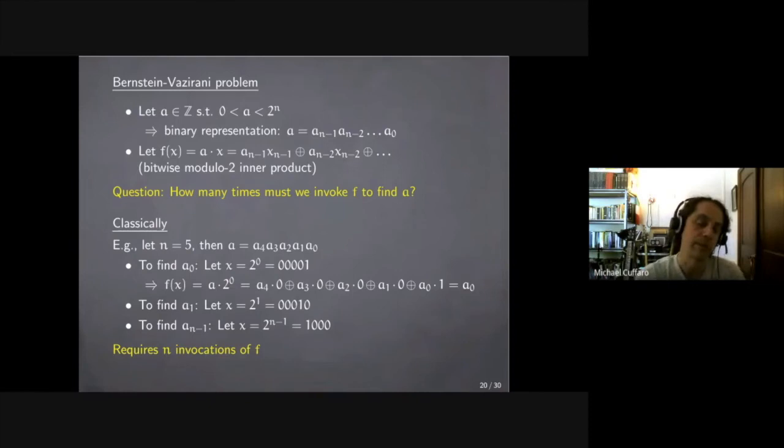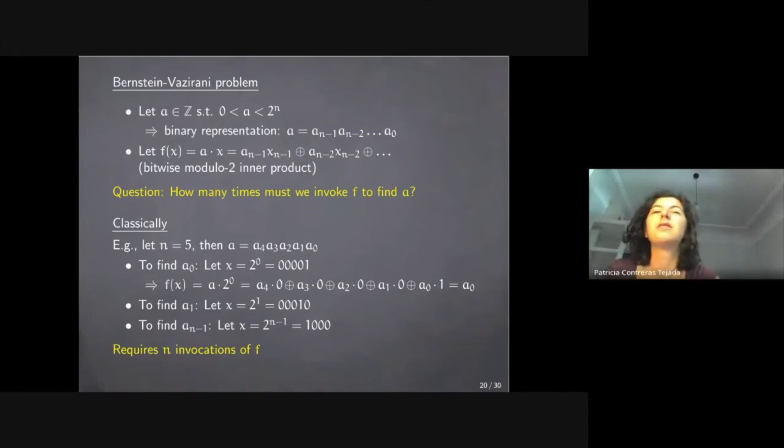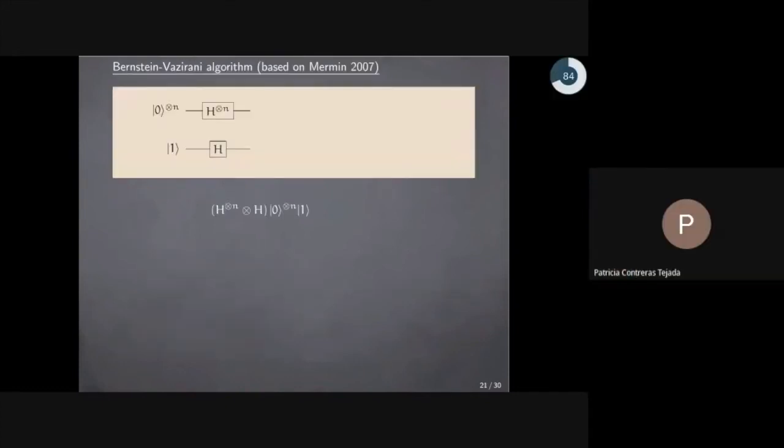Yeah, absolutely. All I can tell you is that no one knows of a better algorithm than this to do it classically. Okay, cool. Right. Thanks.